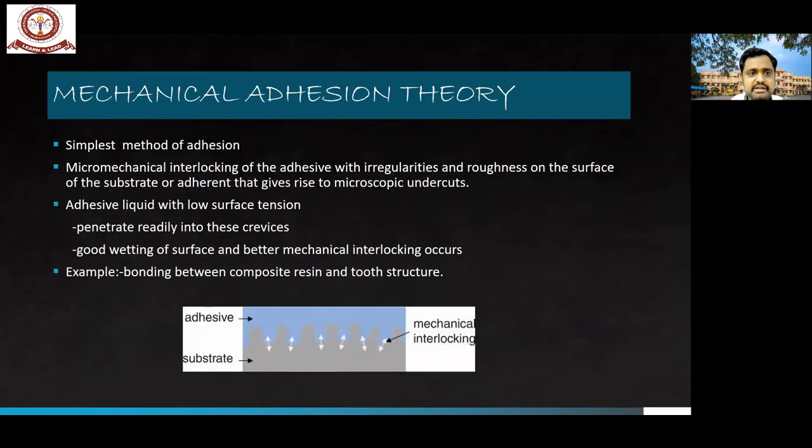Coming to the mechanical adhesion theory, it is the simplest method of adhesion. An example is the bonding of composite resin to the tooth structure. It adheres through micromechanical bonding by the interlocking of adhesive and composite to the irregularities or roughness present on the tooth surface. The adhesive liquid with low surface tension and less viscosity penetrates readily into the crevices, good wetting of the surface occurs, and there will be better mechanical interlocking. This is the mechanical adhesion theory.